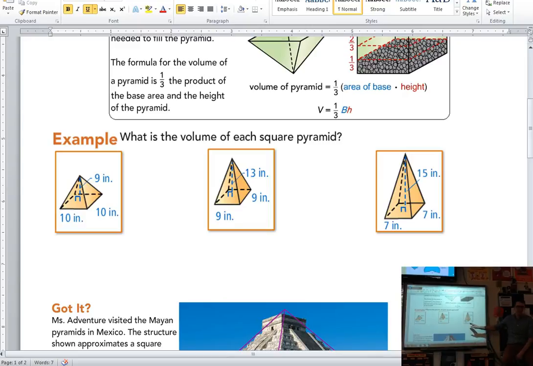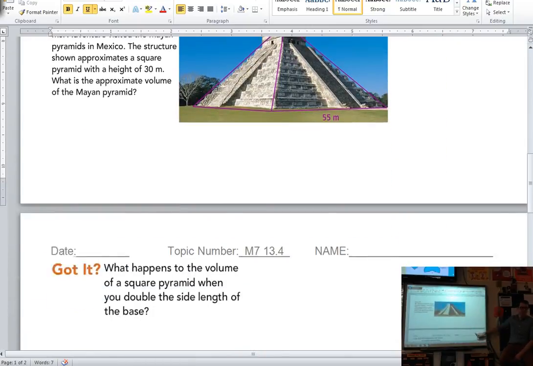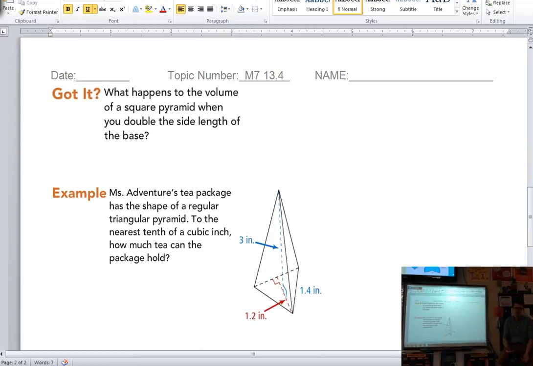Any issues with this? Any issues with the 13.4? The video is posted, I think it goes over pretty well. If you know how to do prisms, you know how to do this, because all you have to do is then divide by 3. Anish?